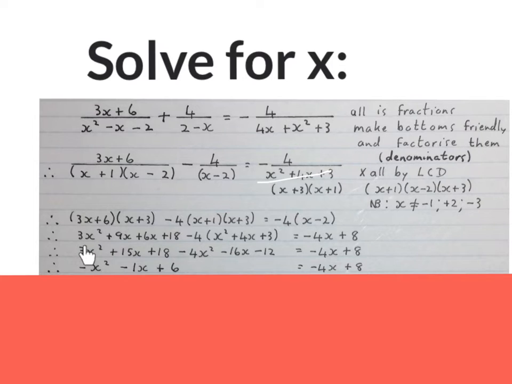The plus 3x squared minus 4x squared will give me minus x squared. The plus 15x minus 16x will give me a minus 1x. Plus 18 minus 12 will give me a plus 6. Keep the right-hand side. Now I can see I have an equation. We call it a quadratic equation. So we'll take everything to one side and equate it to 0.